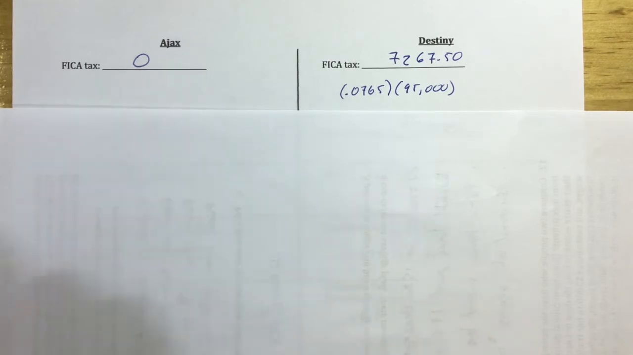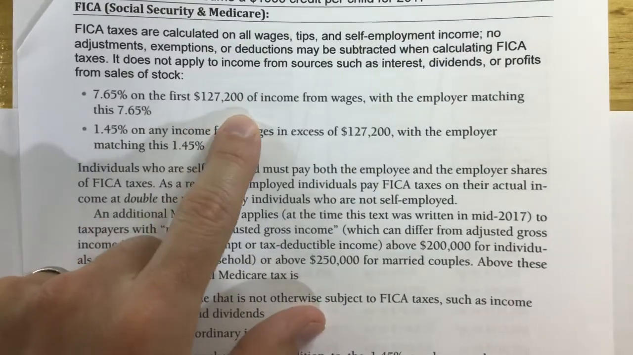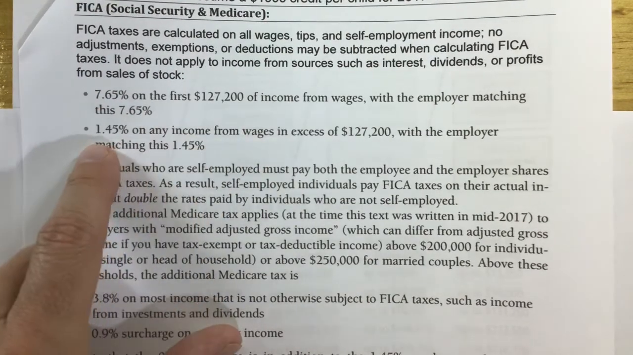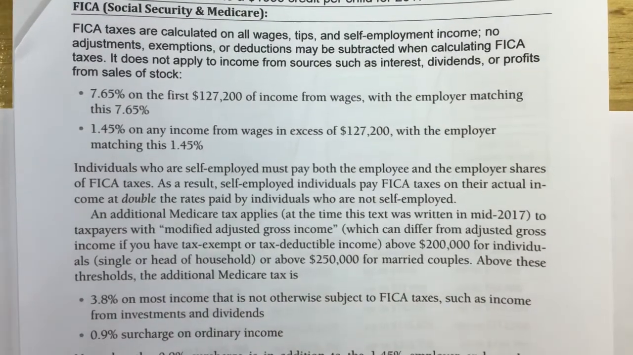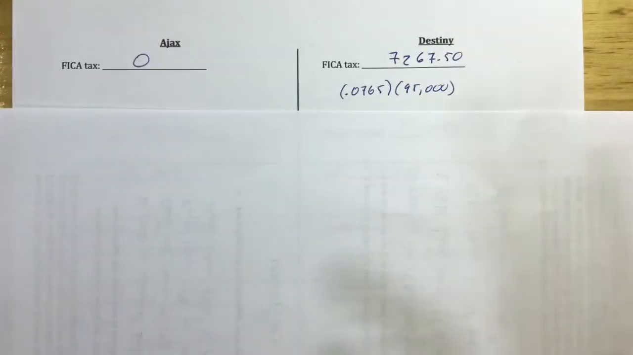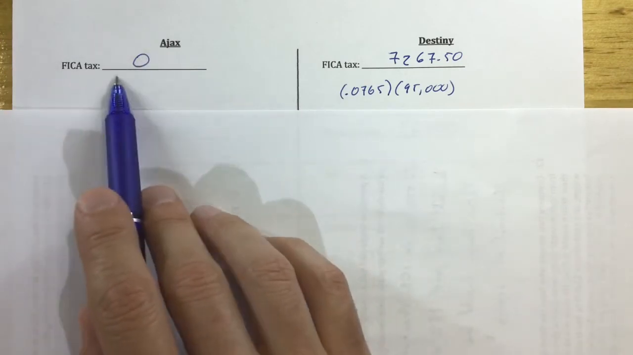So FICA is just about the $127,200 thing here. The government is going to be taking 7.65% up to that amount, and then the 1.45% beyond that amount, unless that money is made off of interest or capital gains. And that's what Ajax has got his money from. So Ajax is not paying any FICA tax at all.